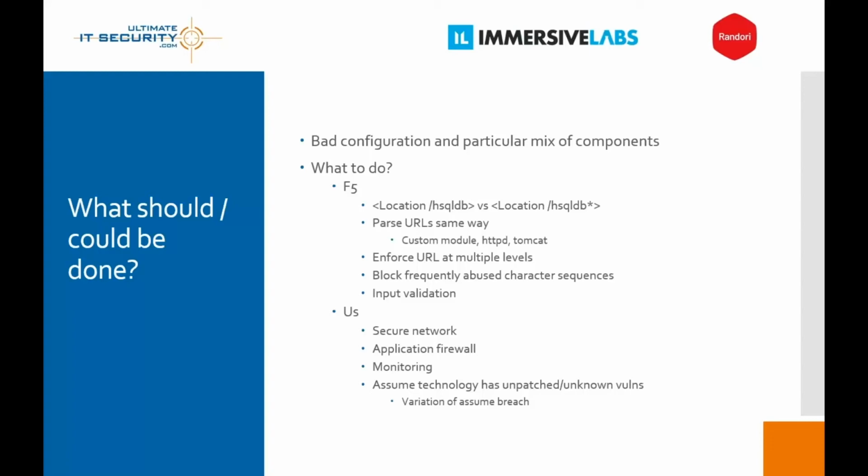Also, sticking an application firewall in front of this. Application firewalls are very good at applying generic, well-known techniques against URLs to prevent this kind of thing. And of course, Evan, you're going to talk about monitoring. We've already brought it up a little bit. And just assuming that this technology, not just this but all technology, has these types of unpatched and unknown vulnerabilities. And you'll talk more about that, Evan, as a variation of assumed breach.